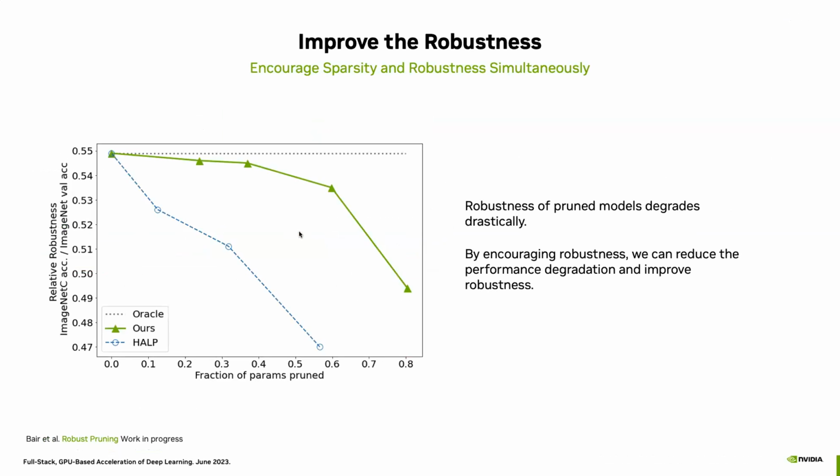We had some preliminary results. And as you can see here from the figure, without encouraging the robustness, the model obtained using the latency-aware pruning tends to get low accuracy on the corrupted data. But with the proposed method, we can reduce the performance degradation and improve the robustness.